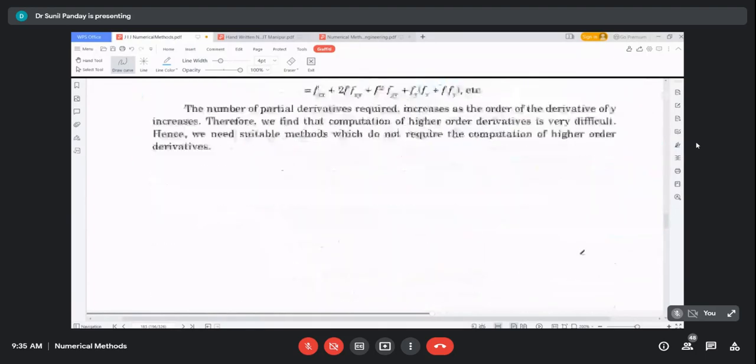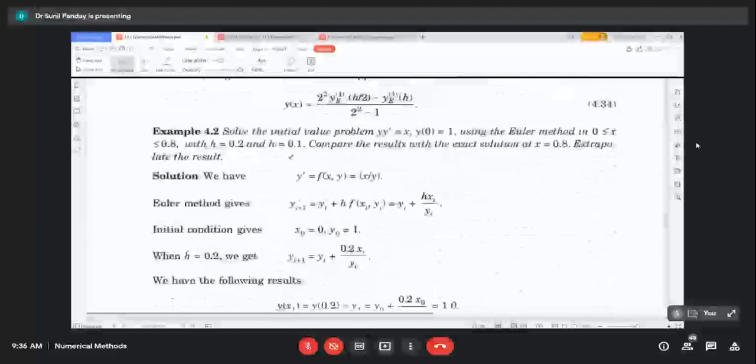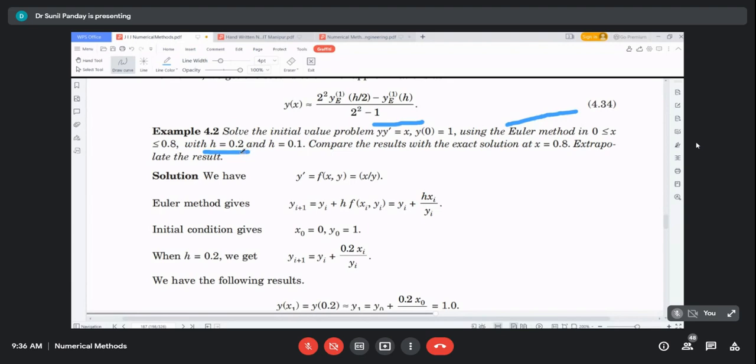So we apply this method to solve this problem. We have this initial value problem, and we have to apply Euler's method and find the solution from x equals 0 to x equals 0.8, with a common step like 0.2. So it means we have to calculate the solution at x equals 0.2, x equals 0.4, x equals 0.6, and then x equals 0.8.